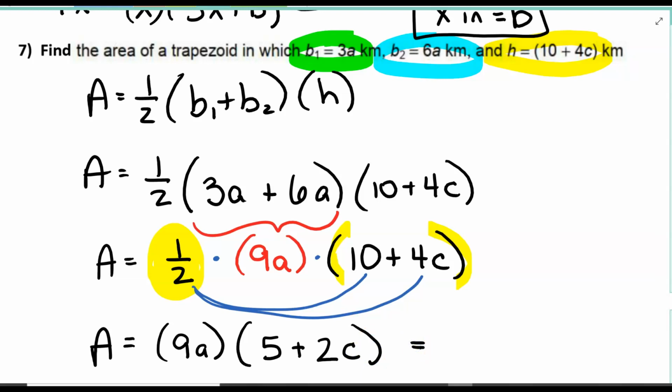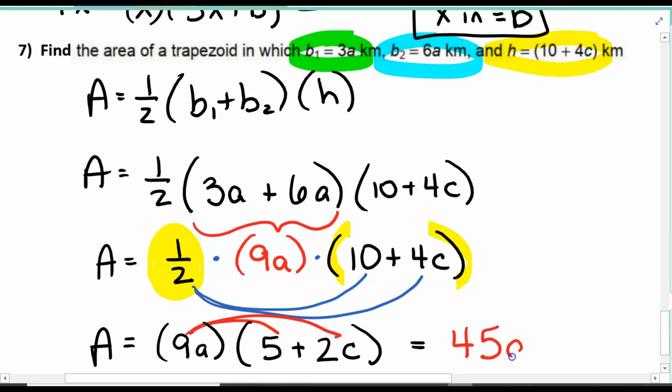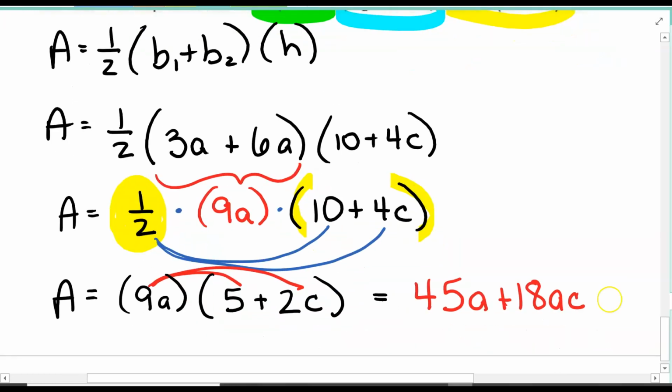From here, I'm now going to distribute the 9a. The 9 times 5 is going to give me 45a. 9a times 2c gives me 18ac. This tells me that the area is this many kilometers squared.